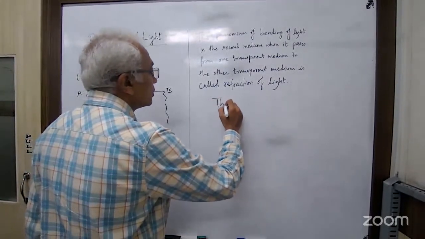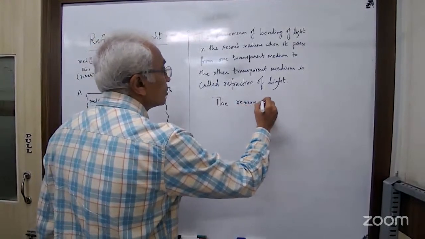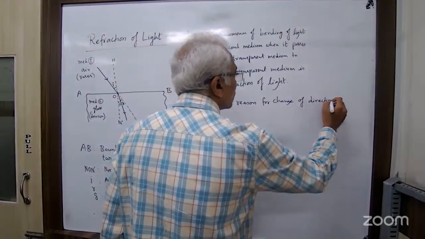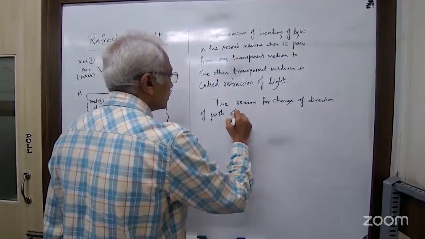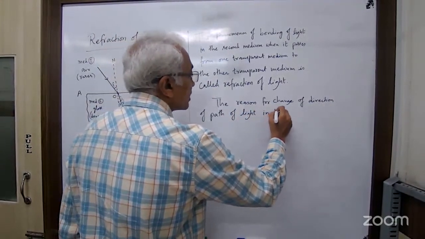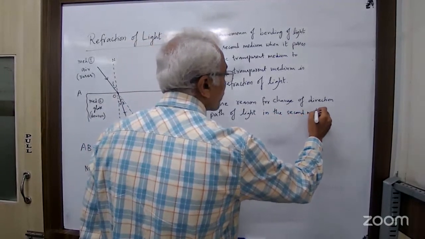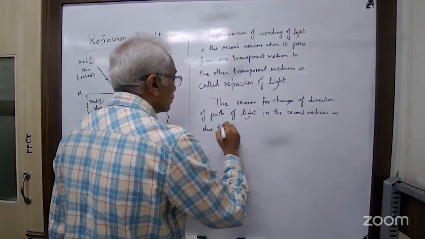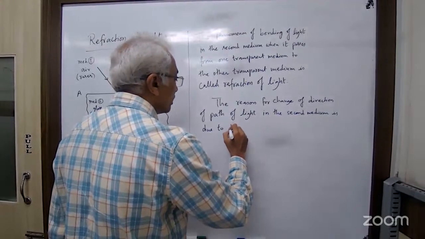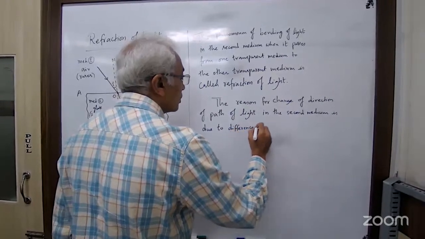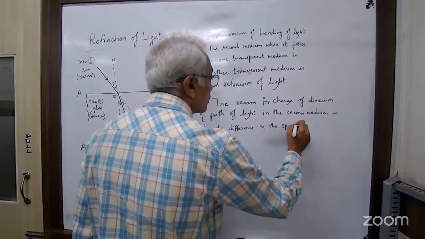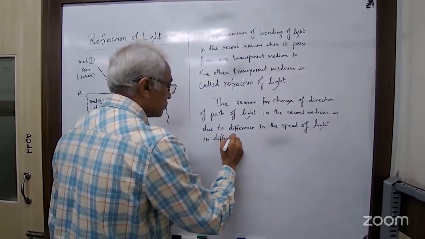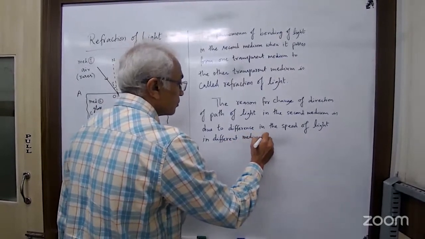The reason for change of direction of path of light in the second medium is due to difference in the speed of light in different mediums. Okay.